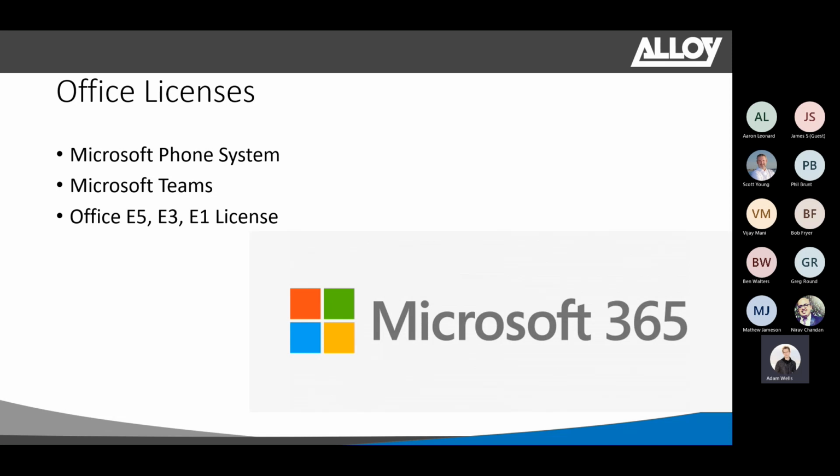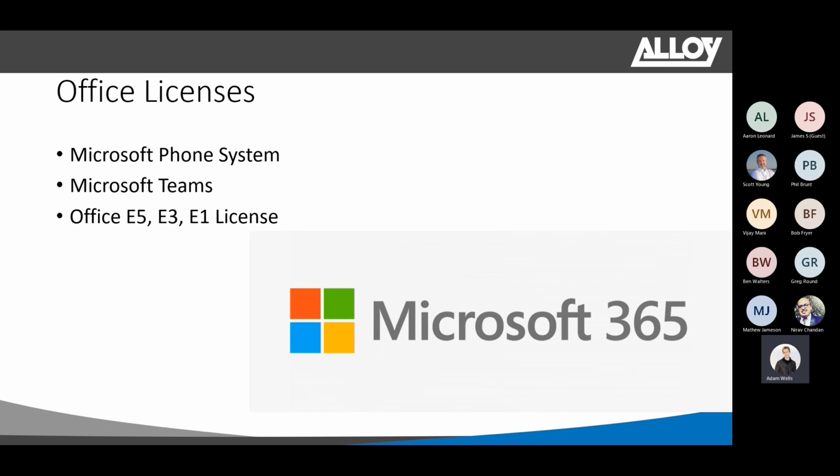All right, so for users who you want to have access to direct routing, which is, again, inbound, outbound calling, you need to assign a few different licenses to them. The first ones they'll need are a Microsoft Phone System license as well as a Microsoft Teams license. The last one is either an Office or Microsoft E1, E3, or E5 license.